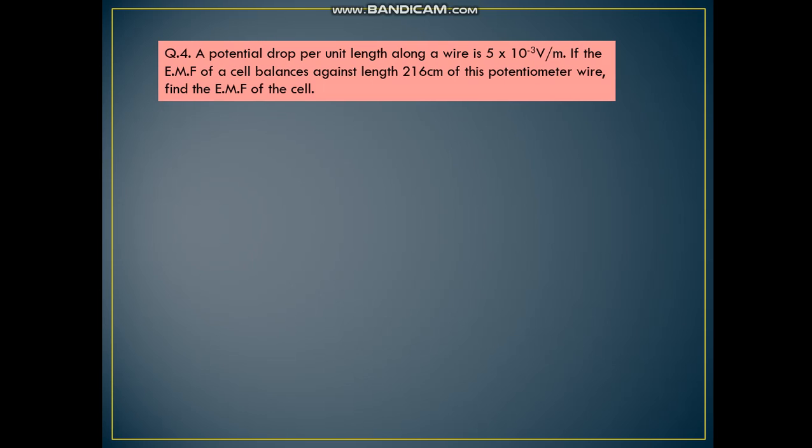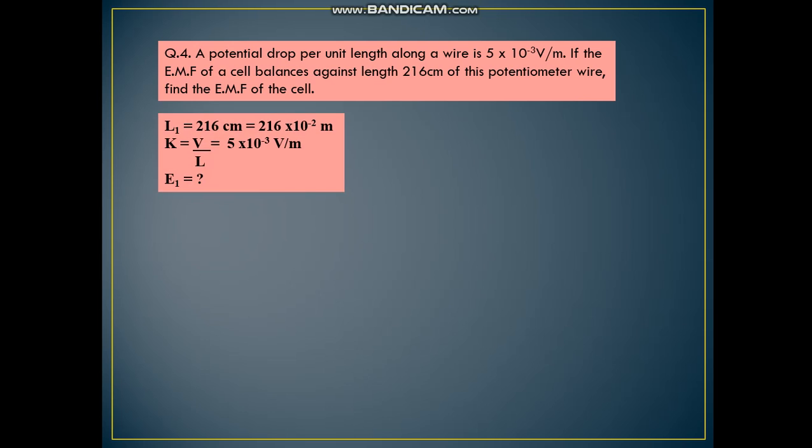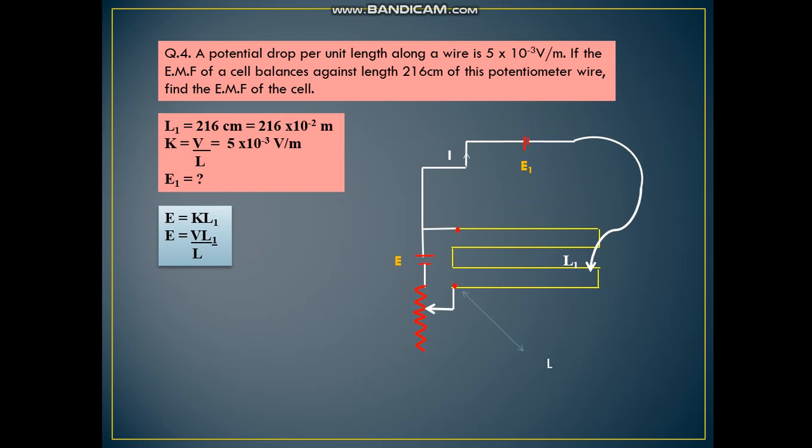Let's take the next question. A potential drop per unit length along a wire is 5 into 10 raised to minus 3 volts per meter. If the EMF of a cell balances against the length 216 centimeter of this potentiometer wire, find the EMF of the cell. L1 is 216, K is V by L, 5 into 10 raised to minus 3 volt per meter. What is your E1? So that's the diagram. E is equal to KL1, E is equal to V by L into L1.